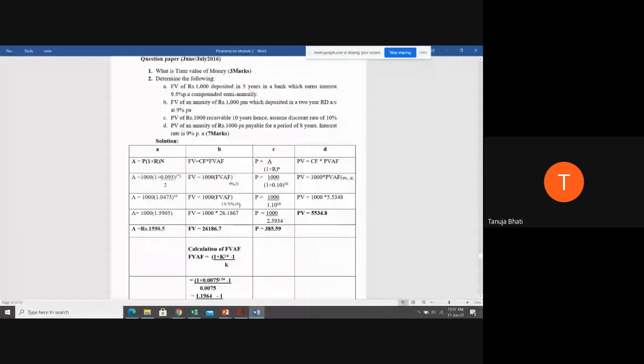Suppose it was not given anything, and it was given that the future value of an annuity of rupees 1,000 deposited in a 2-year RD account at 9% per annum. You would not have changed this calculation at all. You would have just kept 9% for 2 years. Since it is per month, you are doing that particular calculation. If you all remember, we have solved problems on compounded amount, monthly, half yearly, quarterly, correct? Okay, can I proceed or any further doubt?